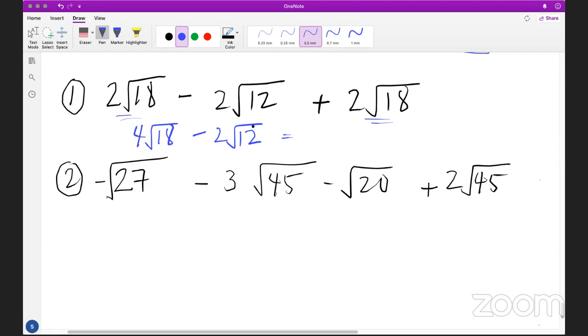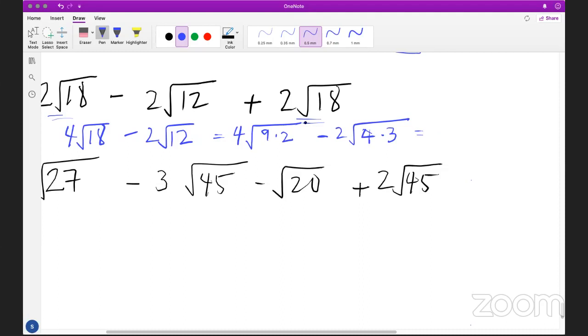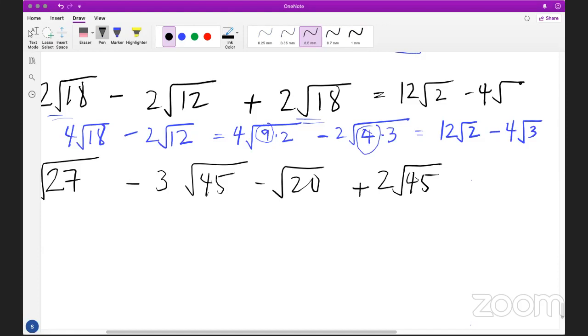Ito, pwede tayong maglabas ng 4. 4 square root of 9 times 2 minus 2 times 4 times 3. Our final answer, hindi pa pala. This one magiging 4 times, pag ilabas natin to 3, so that's 12, square root of 2, minus, how about here? Malalabas natin yung 4, magiging 2. So 2 times square root of 4 or 2, that's equal to 4, square root of 3. Okay? So for the first one, this one is equal to 12 square root of 2 minus 4 square root of 3.